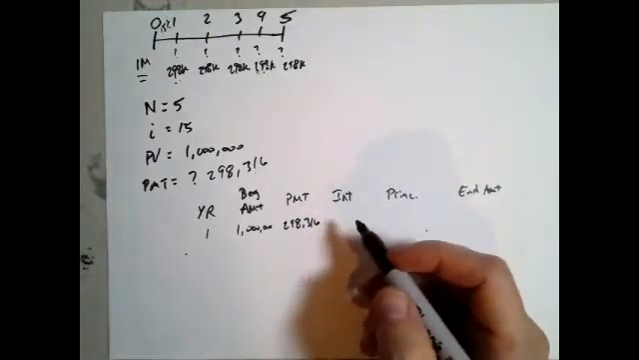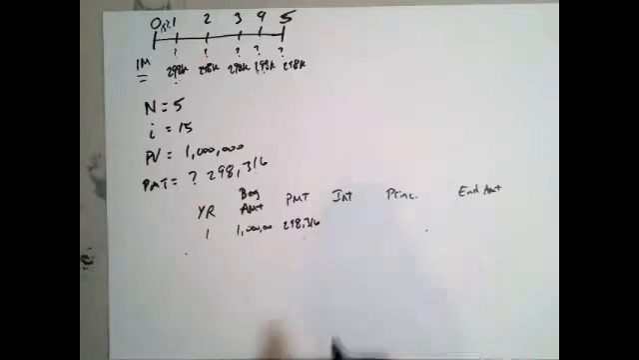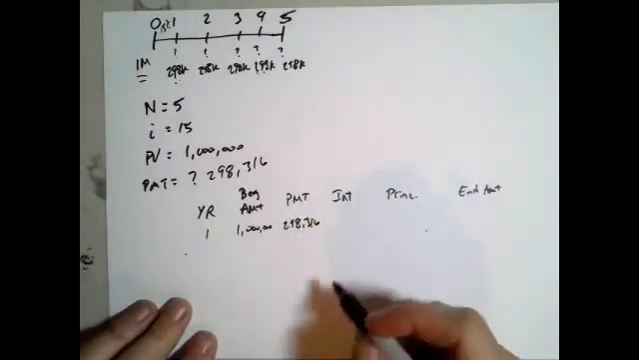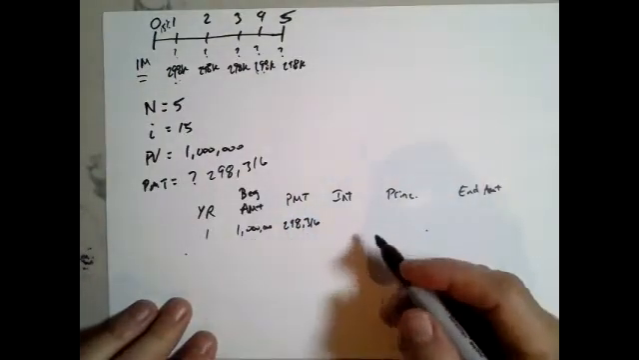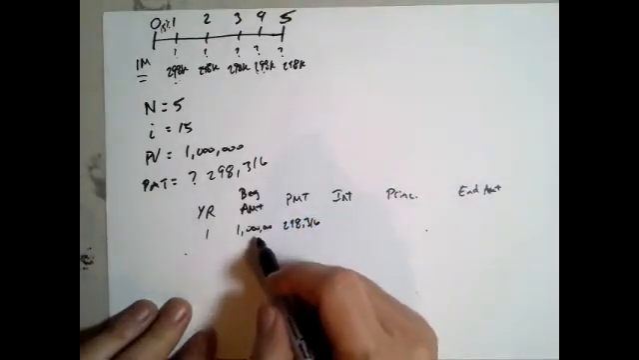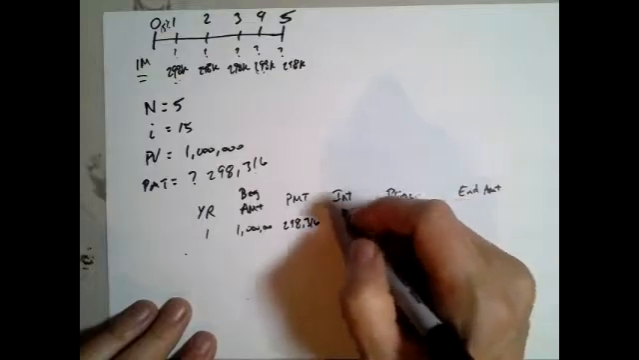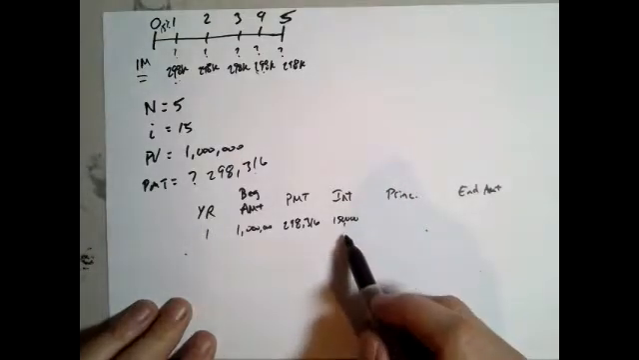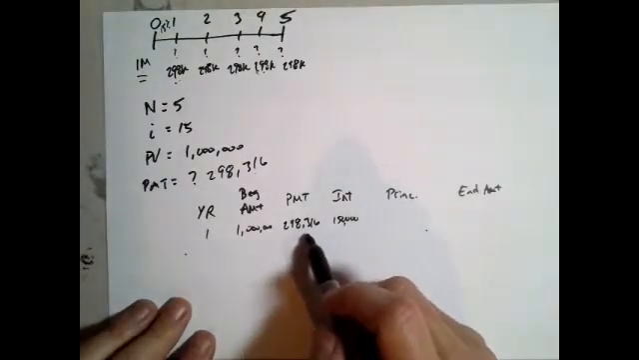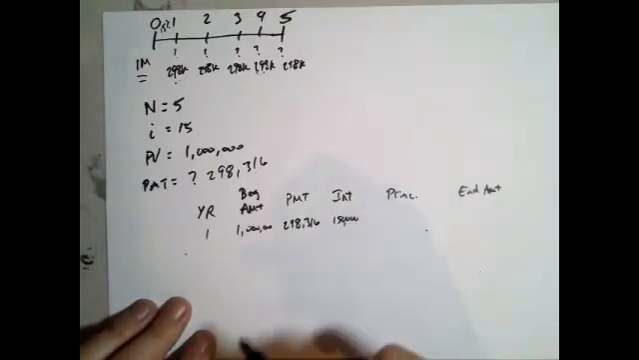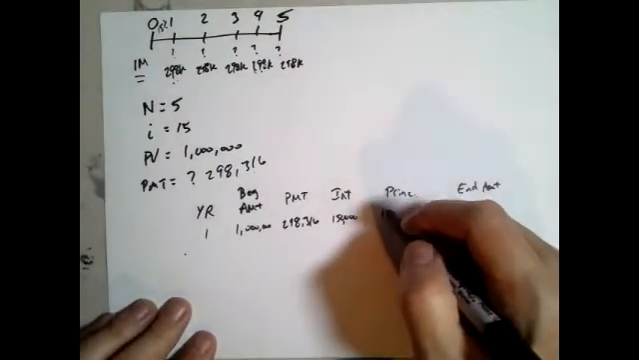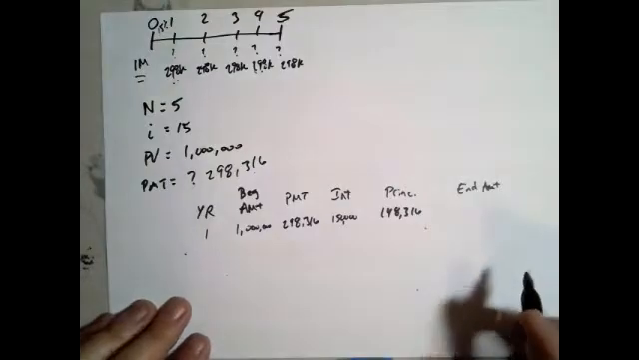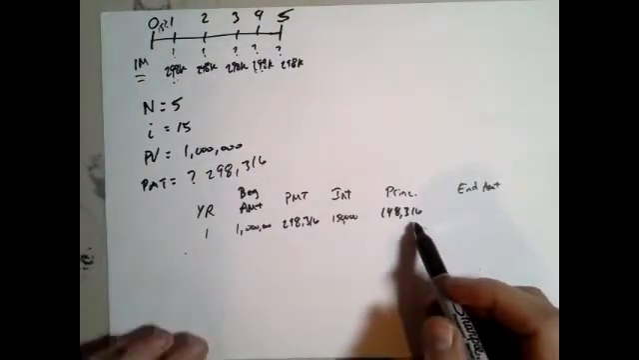Okay, how much interest are we paying in year 1? Well, we borrowed $1 million. Our interest rate is 15%. So our interest that we owe the bank is 15% of the beginning amount. In that case, 15% of $1 million is $150,000. Well, if $150,000 of our $298,316 payment is interest, then whatever is left over is principal. So that's $148,316 on principal.